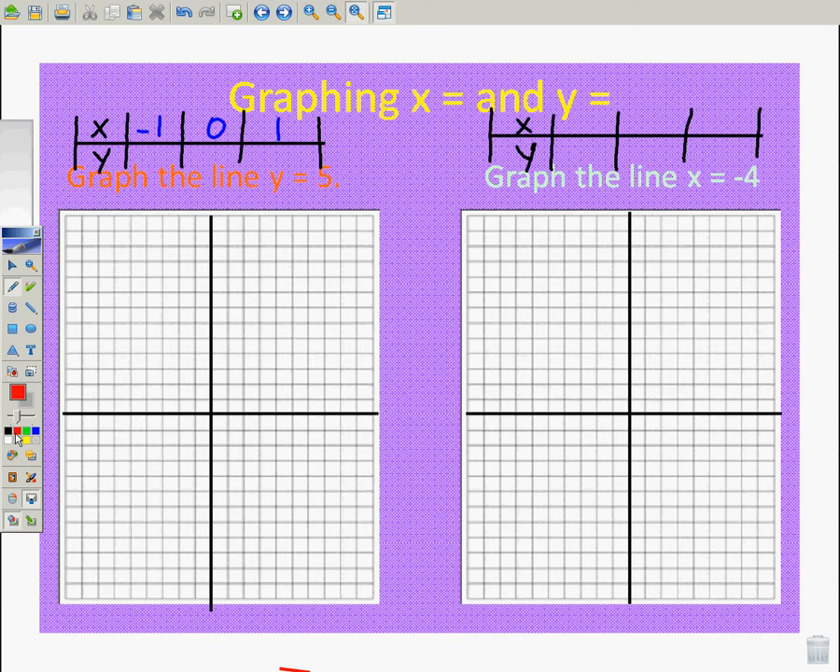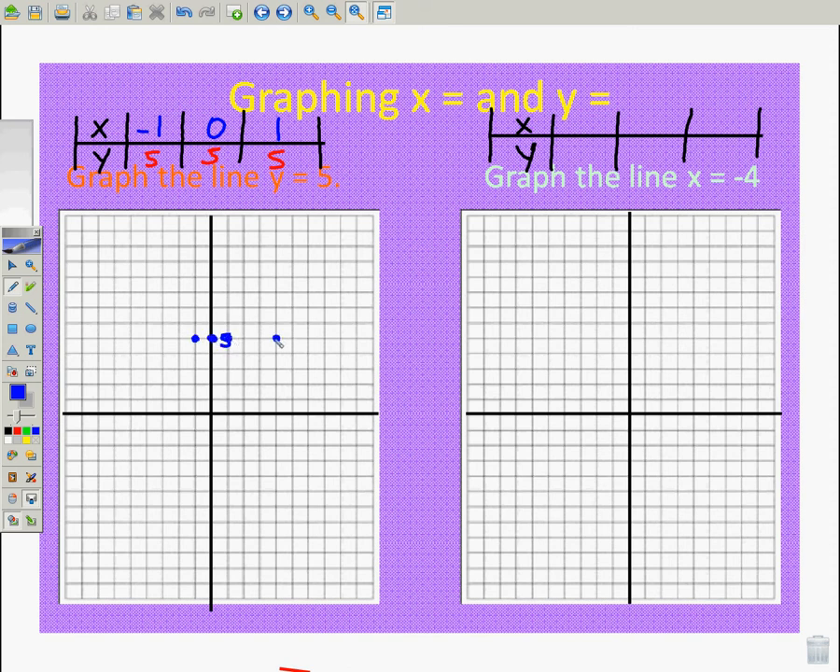It's not saying anything about the x. So it doesn't matter what the x is. Y is equal to 5. And so if x happens to be -1, y is 5. If x happens to be 0, y is 5. If x happens to be 1, then y is 5. And so when I start to plot these points, I've got -1 and it's 5. And so -1 goes to 5, 0 goes to 5, 1 goes to 5.